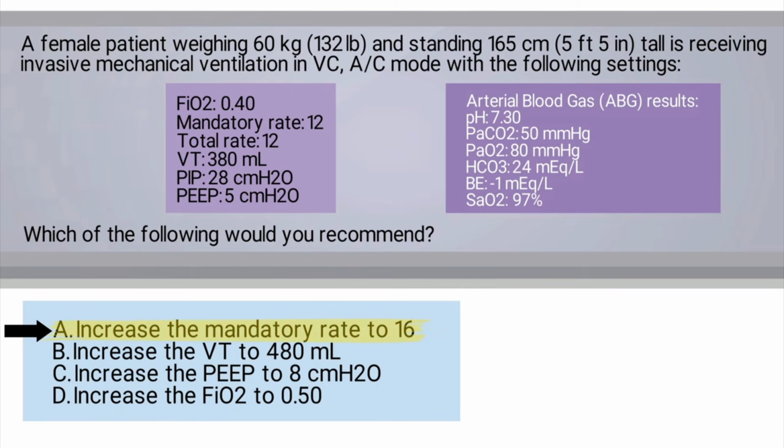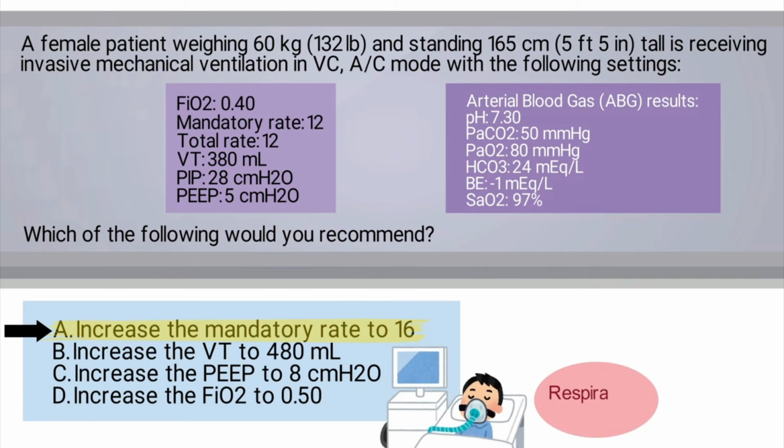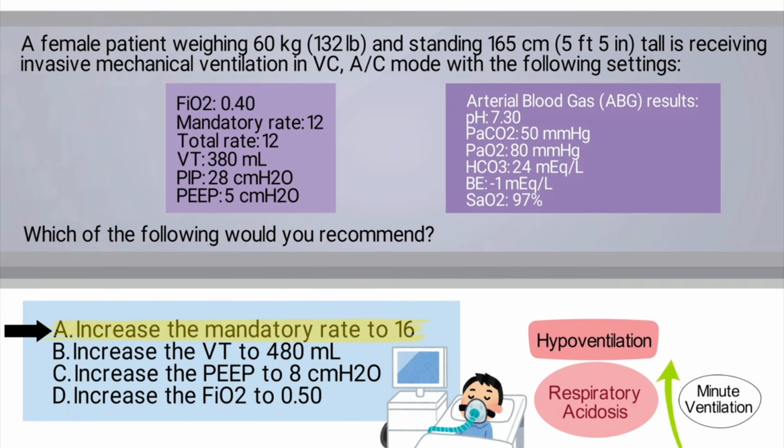The key takeaway for this question is this. For patients with respiratory acidosis due to hypoventilation on mechanical ventilation, the priority is to increase their minute ventilation. This can be achieved by raising the respiratory rate, which in this case is safer than increasing the tidal volume in terms of preventing lung injury.